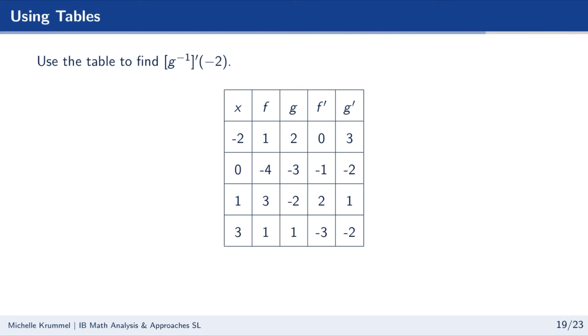Find g inverse prime of negative 2. So step 1, where does g equal negative 2? So here's g. Where does it equal negative 2? Right here, when x equals 1. Now substitute that into g prime. So g prime of 1 equals 1, and then take the reciprocal. The reciprocal of 1 is 1.